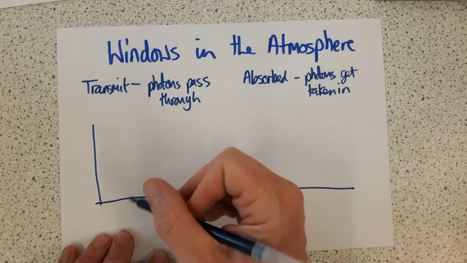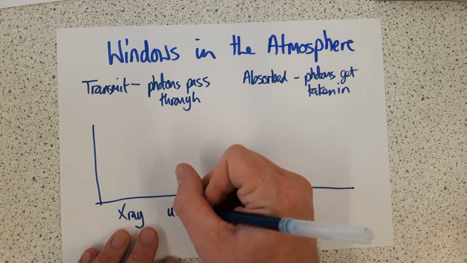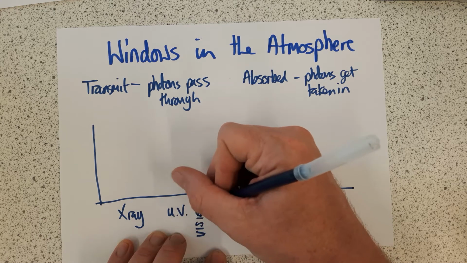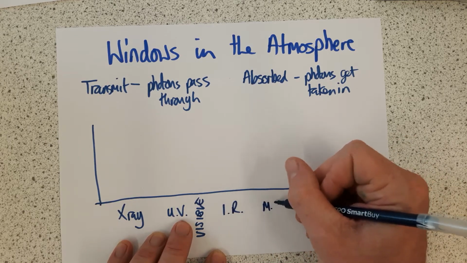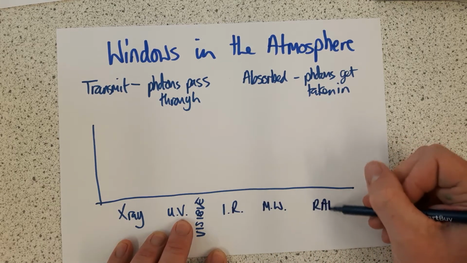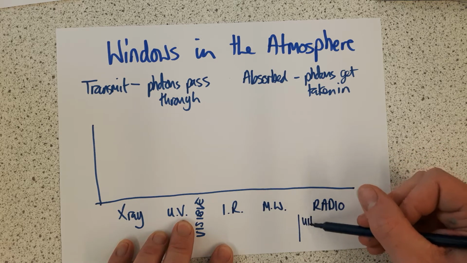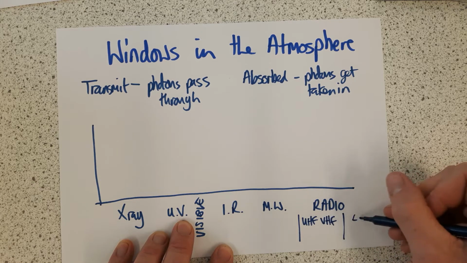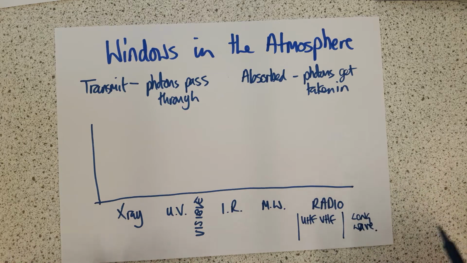So if you imagine this is the portion of the EM spectrum, we're going in decreasing frequency as we go. Visible is a very thin band. Then we have infrared, microwaves, and then radio waves, which could be split up into a whole sequence: we can have ultra high frequency and very high frequency, and then we have long wave. So the graph looks something like this.